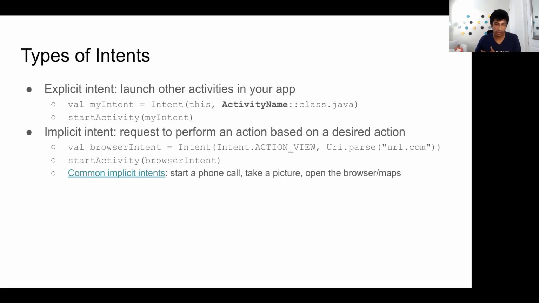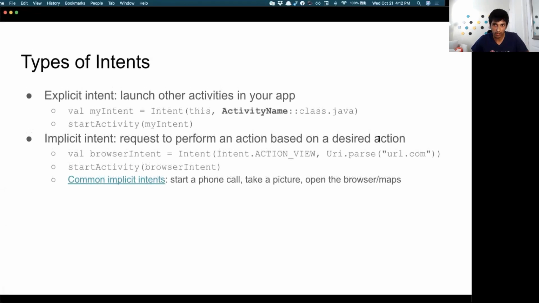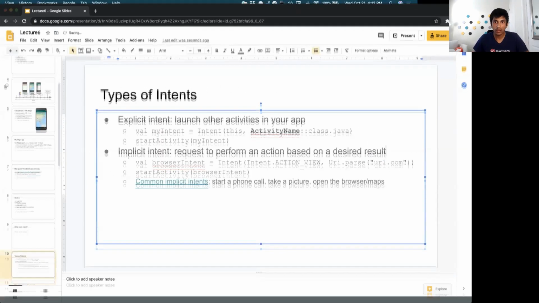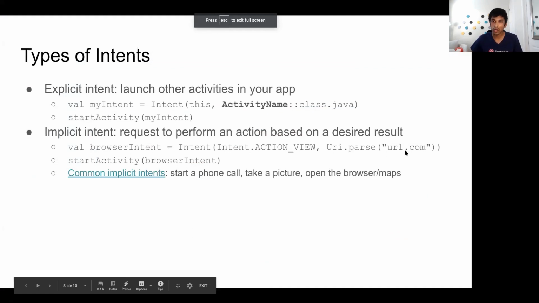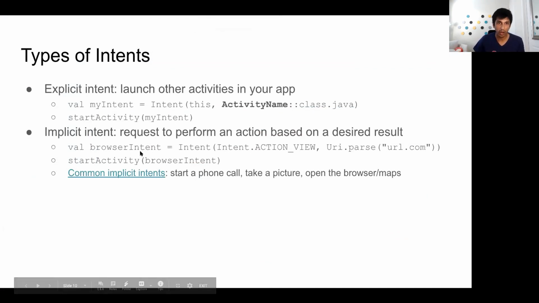The other kind of intent is an implicit intent. We actually won't do this very much in our class, but you should know what an implicit intent is. It's a request to perform an action based on a desired result. For example, if I wanted to open up url.com in the browser, this is a browser intent, and I'm using the action view intent constant. Basically what that's saying is that I want the Android system to help me open up this url.com in the browser.